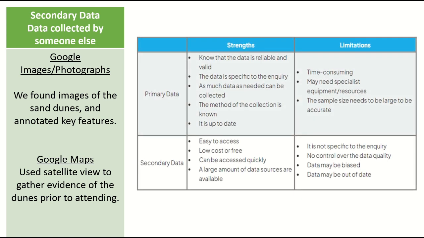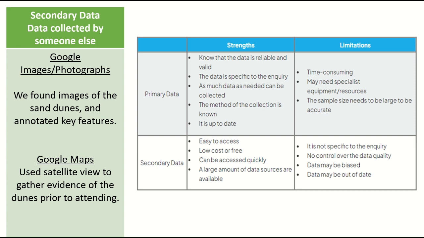Now, in the exam, you should know the strengths and limitations of both these types of data, because it could quite easily be a 6 or a 9 marker, asking was your primary or your secondary data better. Usually primary data is better because it's the most up to date. You know it's specific to the inquiry. You know that the data is reliable, and you also know the method of data collection. However, it's time-consuming, mainly needs specialist equipment, and the sample size needs to be really, really large.